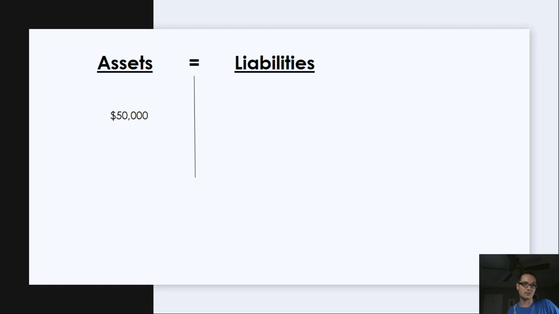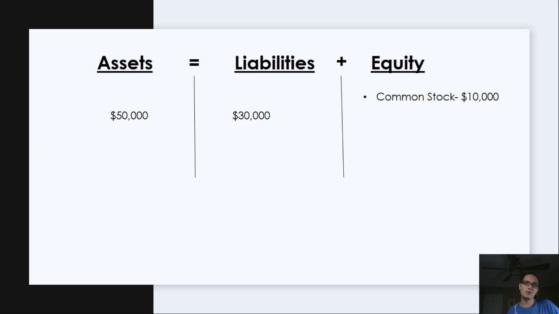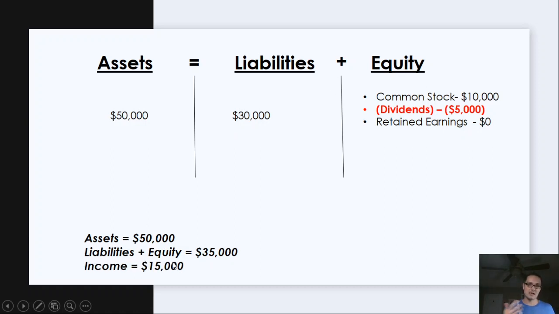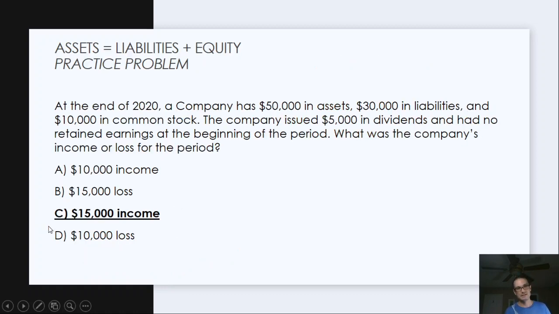And so I'll walk you through how I would approach the problem. So we know our assets were $50,000. Our liabilities were $30,000. And then we had a little more detail with our equity. Our equity was $10,000 common stock and $5,000 dividends, but we know dividends decrease our equity balance. And then we had no retained earnings. So I'll just sum these up because assets should always equal liabilities plus equity. So we know our assets equal $50,000, our liabilities plus equity equal $35,000. That $30,000 plus the $10,000 minus the $5,000 equals our $35,000. So this difference has to be our income, which is going to flow into our retained earnings, right? That income balances this equation. And so our answer here is just going to be C, $15,000 in income.